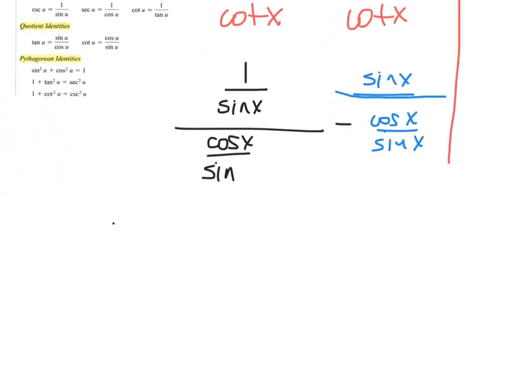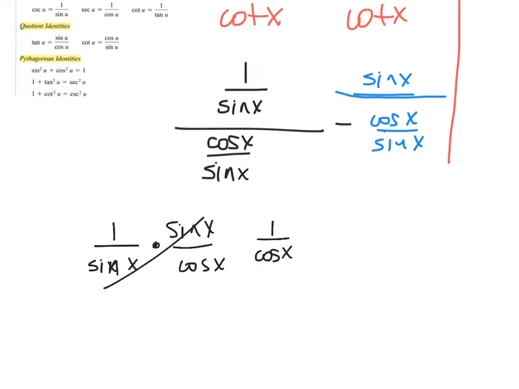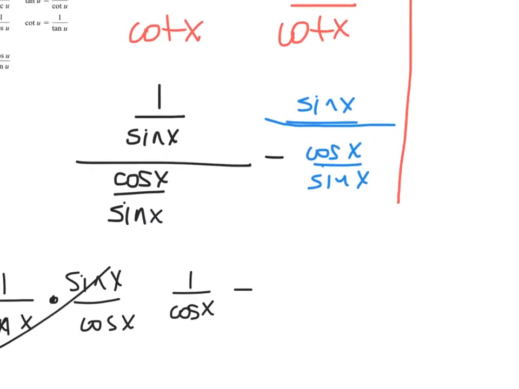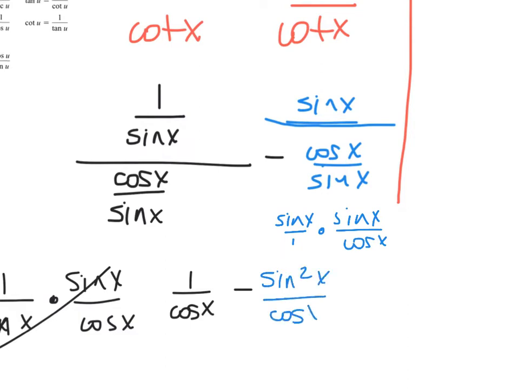All right, now let's just simplify the left-hand one, the black one. Keep, change, flip. So 1 over sine of x times what? Sine x over cosine of x. What happens? And I'm left with? Correct? Okay. Now let's go to the other one. I have sine x over 1 times what? Sine x over cosine x. Okay, what am I left with? Sine squared x over cosine of x.